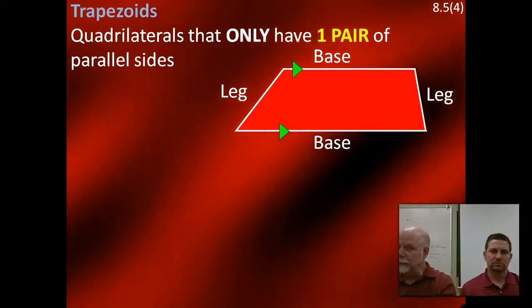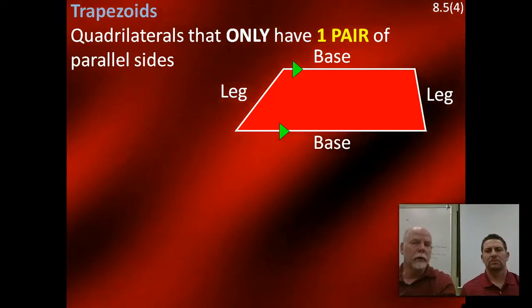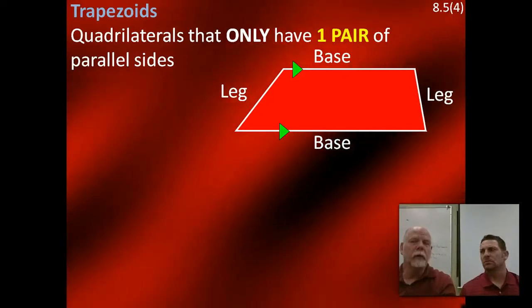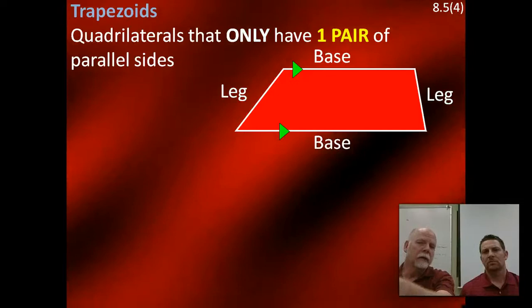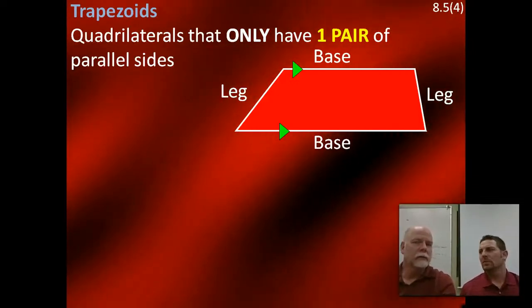So specifically, the other pair cannot be parallel, or else it would be a parallelogram. So a trapezoid is different from a parallelogram. It only has one pair. And so you could have something like this. You could have one where this leg on the left-hand side is straight up at a 90, and the other one is not at a 90. You can have all kinds of different trapezoids here, but those are the most common ones that we see.